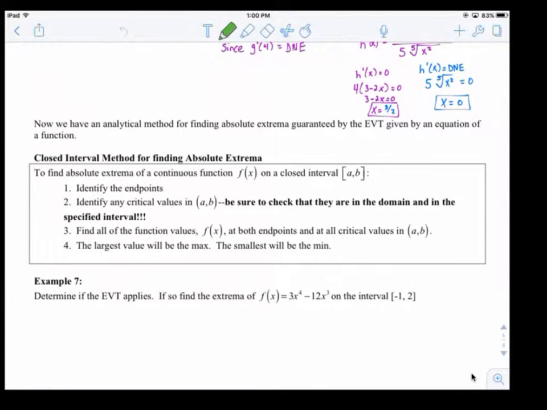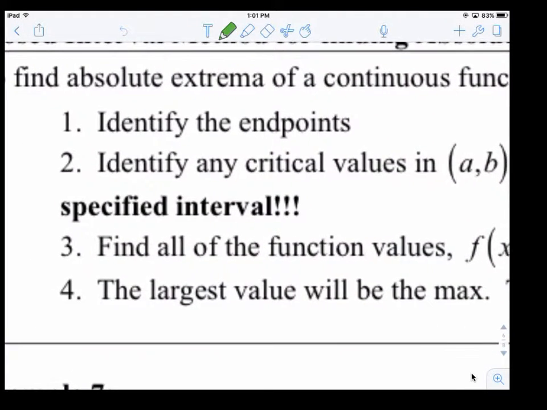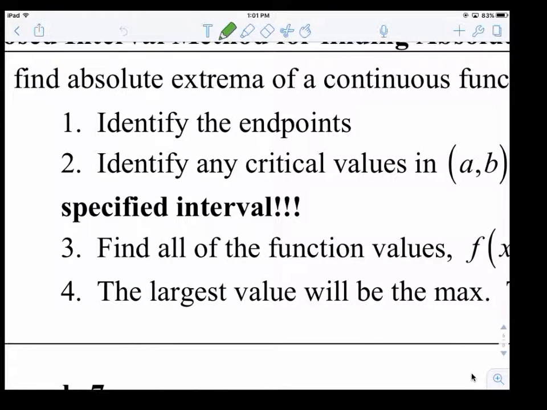All right, so you have to make sure that you have a continuous function on your closed interval. So the first thing you need to do is identify your endpoints. That would be your interval that you're given. Seneca, I have steps for you.